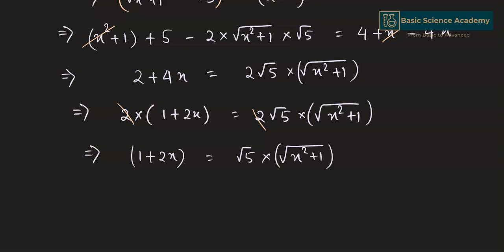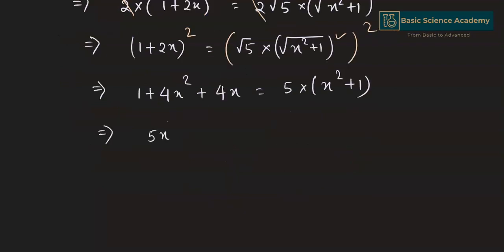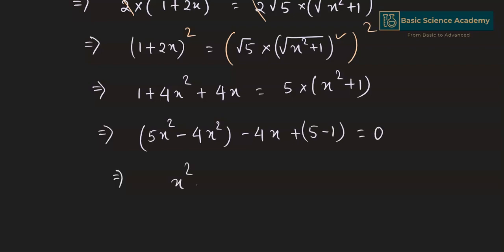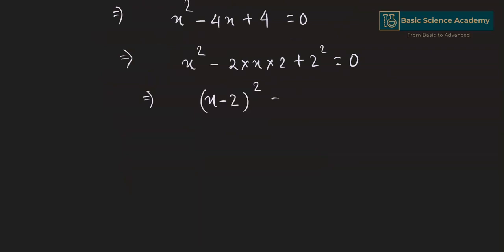Again, in order to remove these square roots, we have to square both sides of this equation, which gives 1 plus 4x square plus 4x equals 5 multiplied by x square plus 1, which gives 5x square minus 4x square minus 4x plus 5 minus 1 equals 0, which gives x square minus 4x plus 4 equals 0, which is equal to x square minus 2 multiplied by x multiplied by 2 plus 2 square equals 0, which is equal to x minus 2 whole square equals 0, which gives x equals 2. This is our answer.